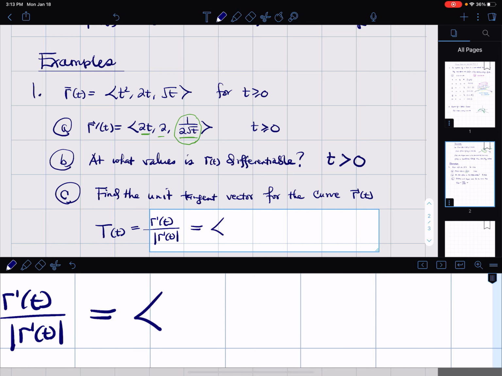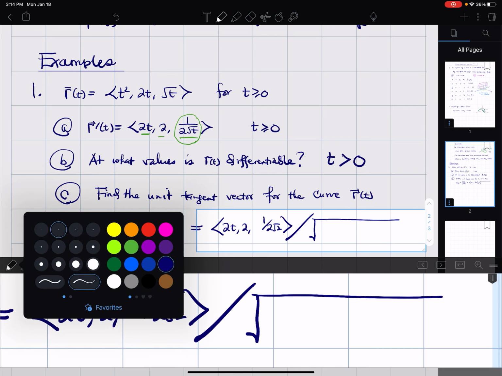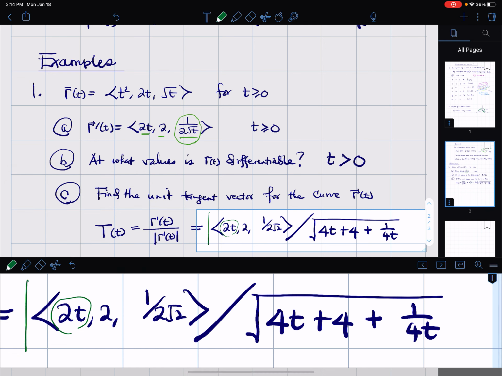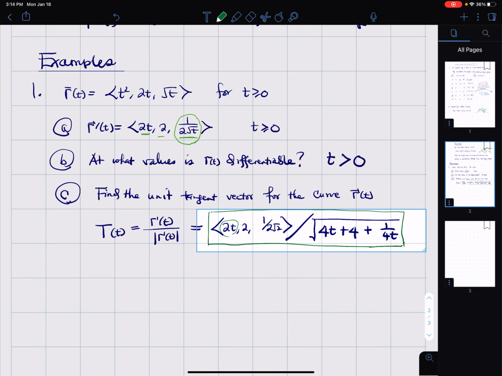So the derivative is 2t, 2, then 1 over 2 root t. And then you have to divide it by the magnitude. The magnitude is the square root of the sum of 2t squared, which is 4t squared, plus 2 squared, which is 4, plus 1 over 2 root t squared, which is 1 over 4t, right? So we're going to leave it here. No need to do a lot of simplifications. So this is our answer.